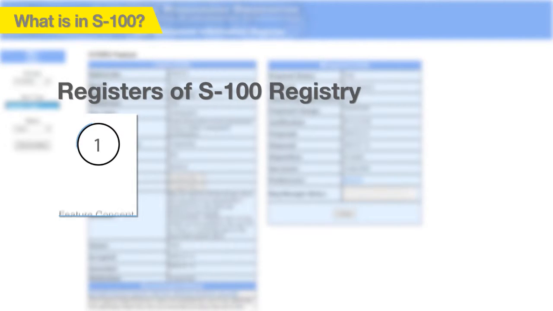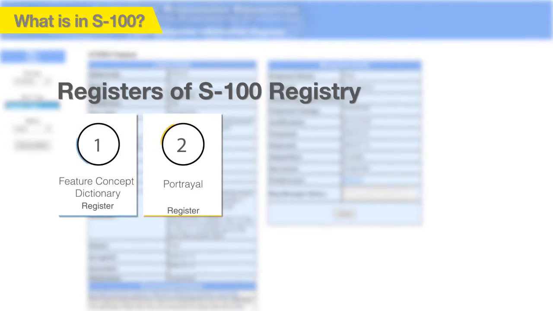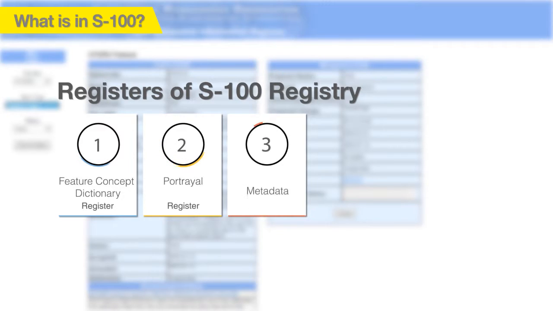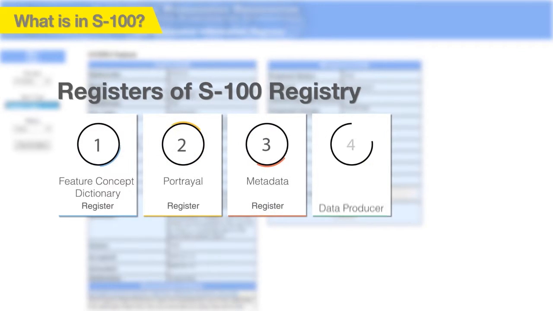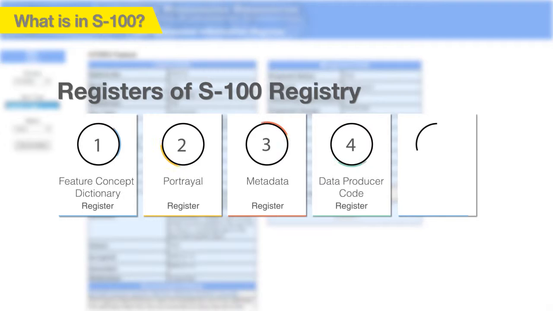The S100 registry largely consists of feature concept dictionary registers related to definitions of individuals, portrayal registers displaying symbols on the screen, metadata registers, data producer code register, and product specifications register.